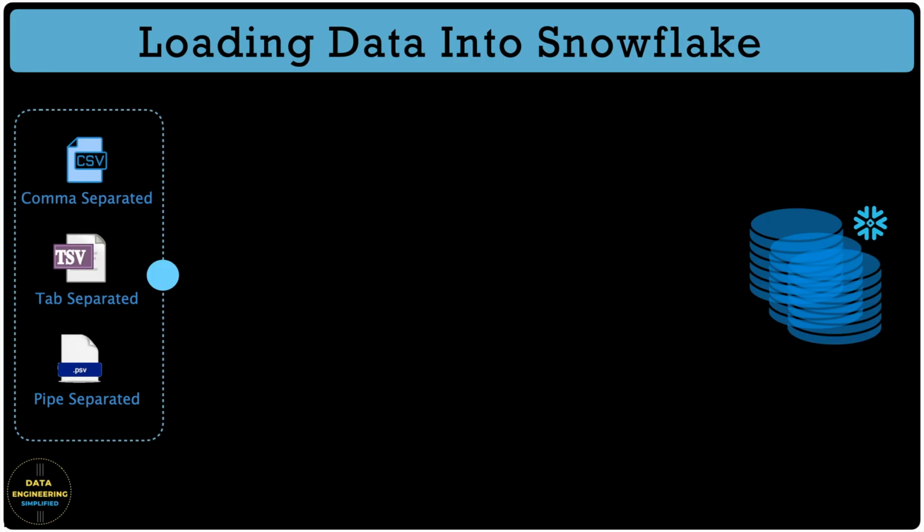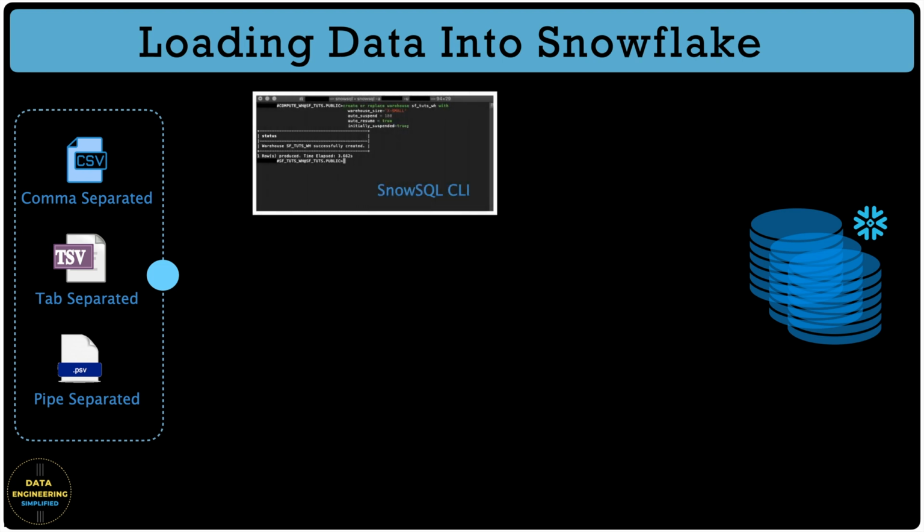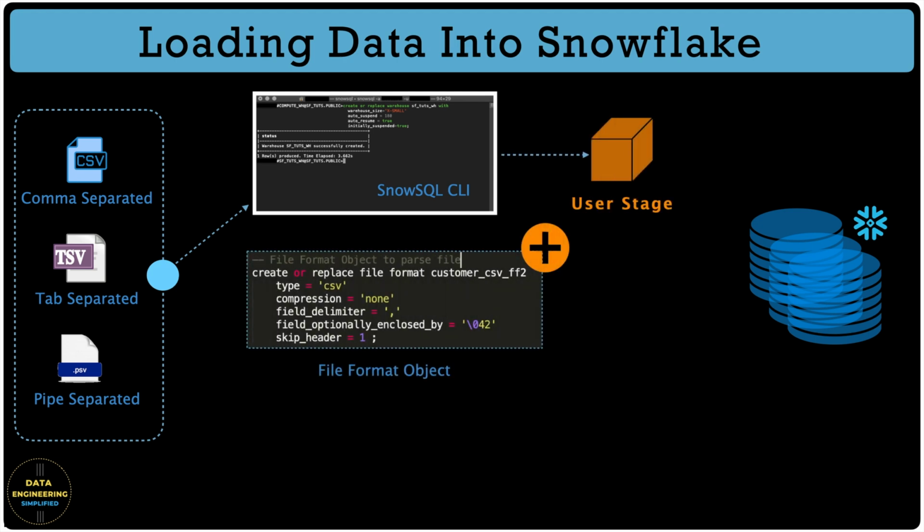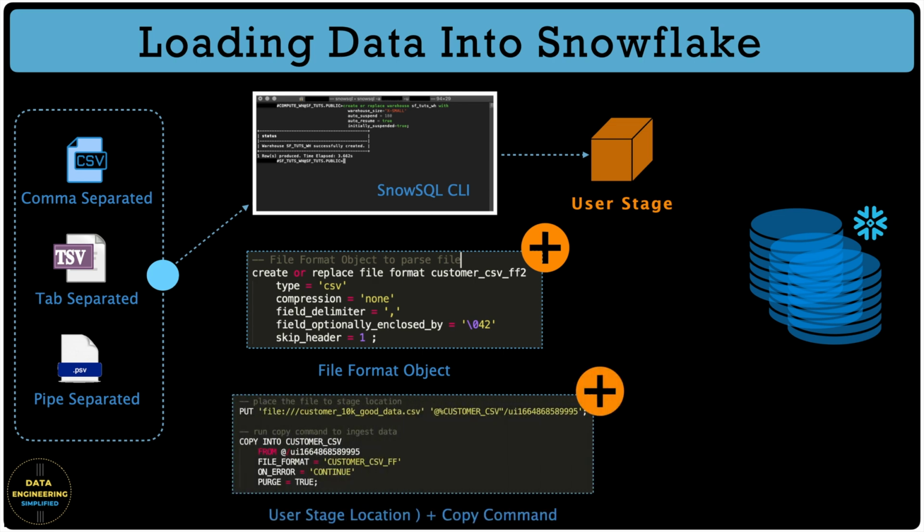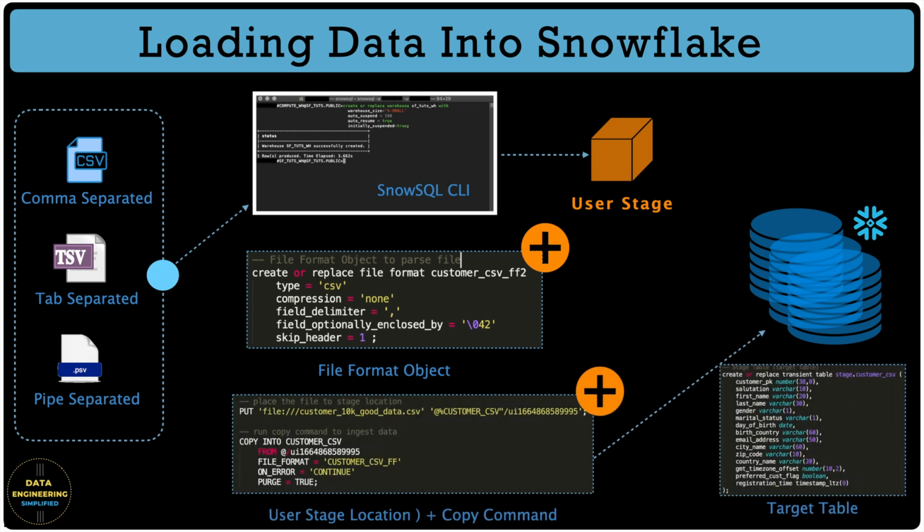So at high level, the process of loading data from SnowSQL to internal user stage looks like this. Use the put command in SnowSQL CLI and place the file to the user stage. No special permission is required to perform this operation. Once the file is in user stage, create a file format and run a copy command to load the data into your table. So let's see them in action.